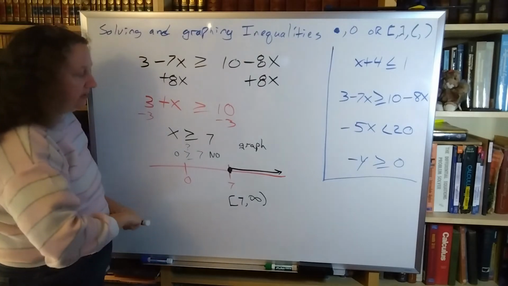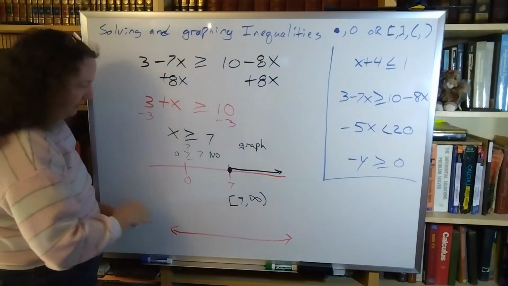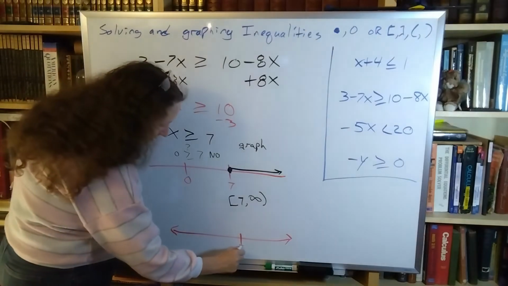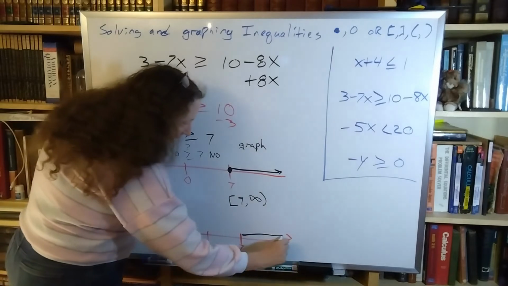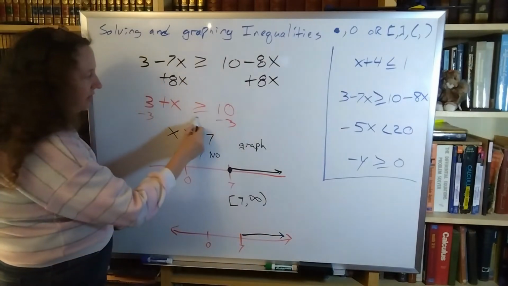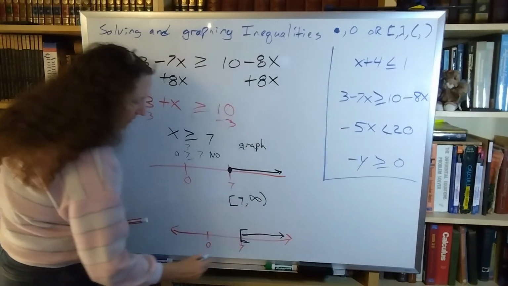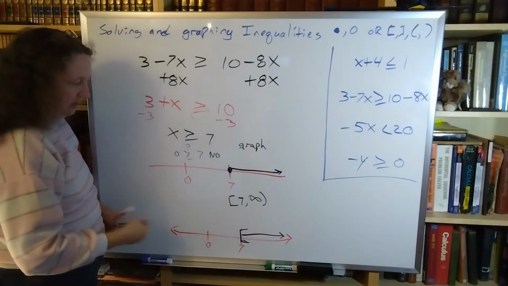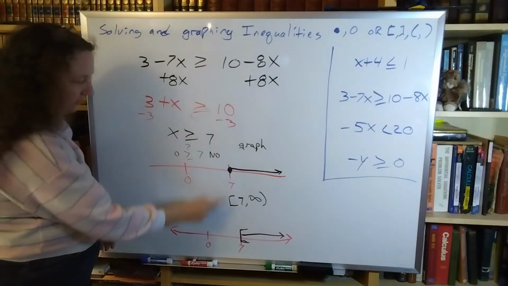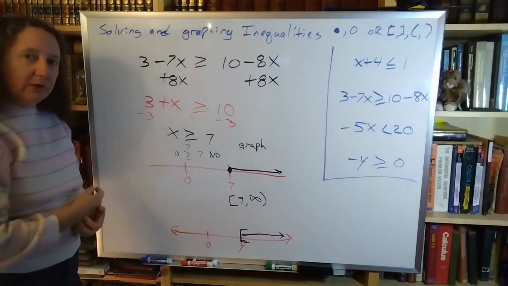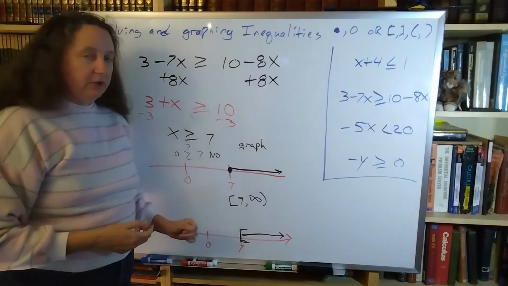And then the other way of doing this is the parentheses versus bracket. We have our 7. We have 0. And we know that it goes out in that direction. We know that it does have the equal to part on it, so it should be square here. And that is done. So you have your choice of whether you use the dots or the brackets and parentheses in my class. Your teacher, if you're not in my class, your teacher will tell you which one to use.